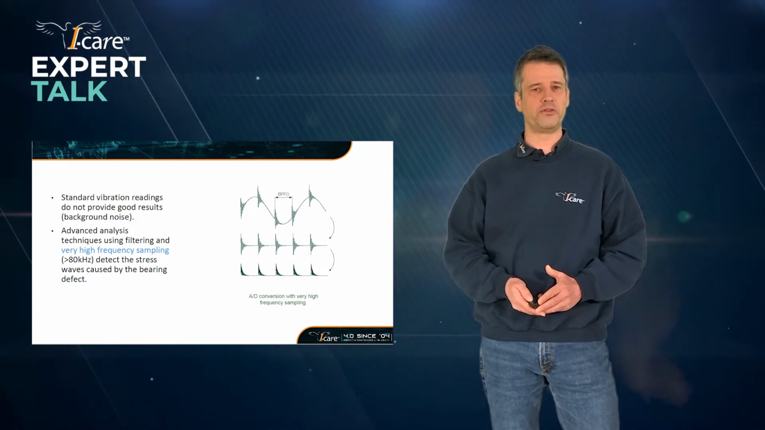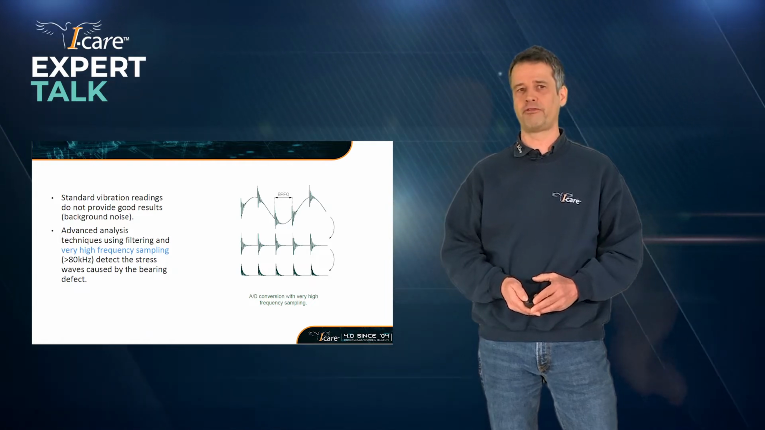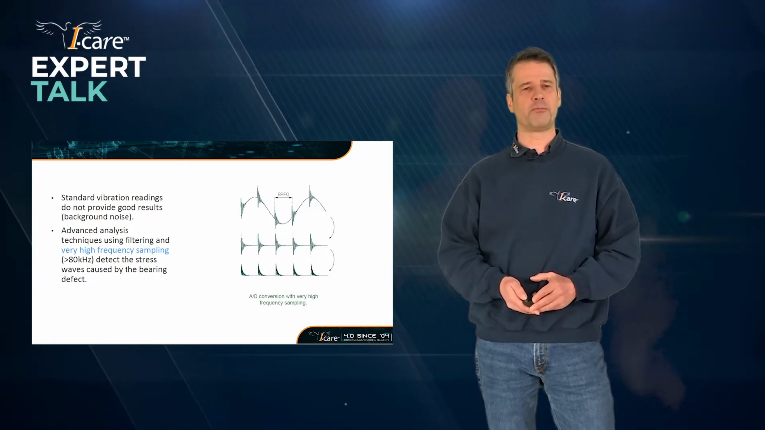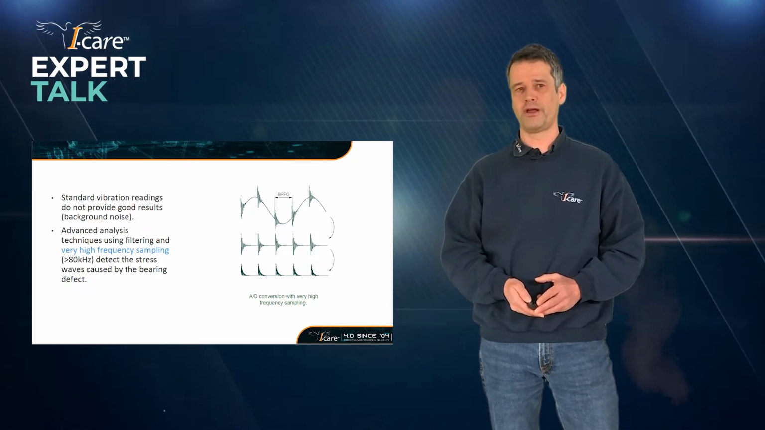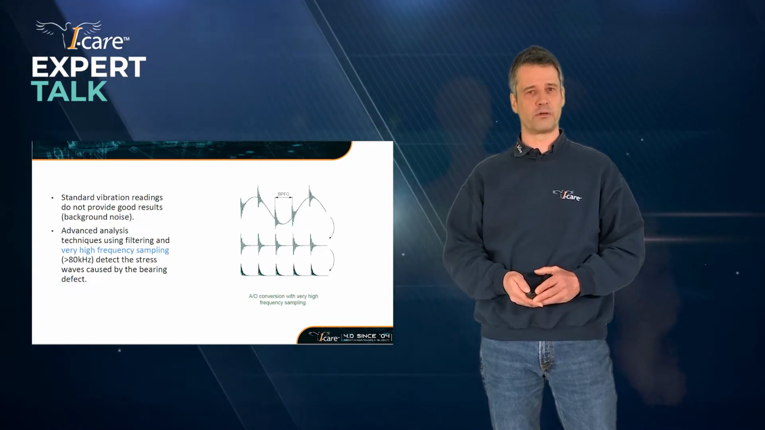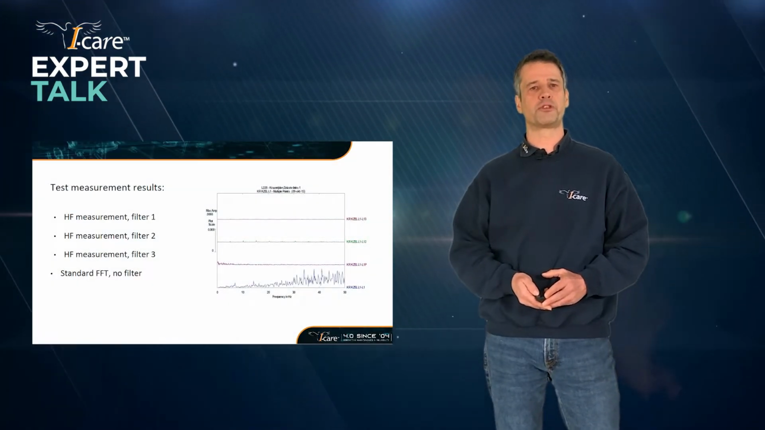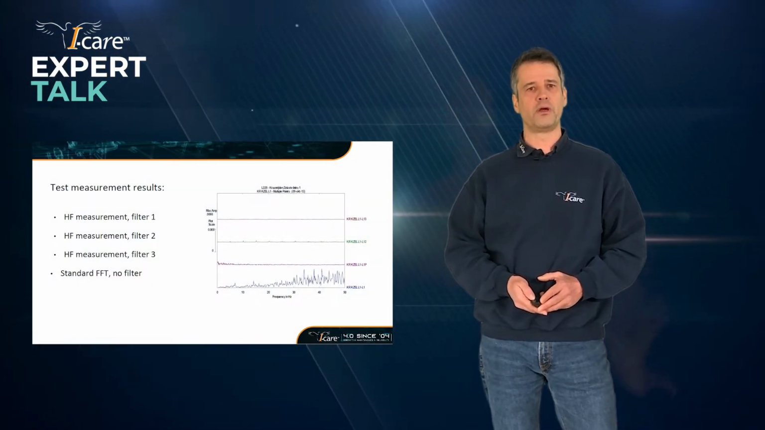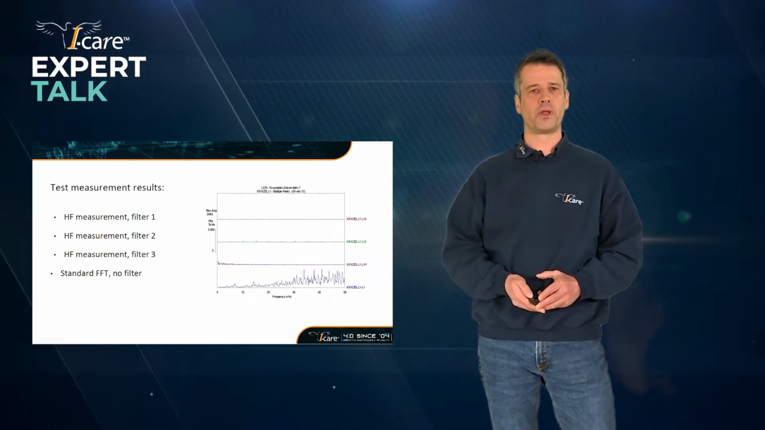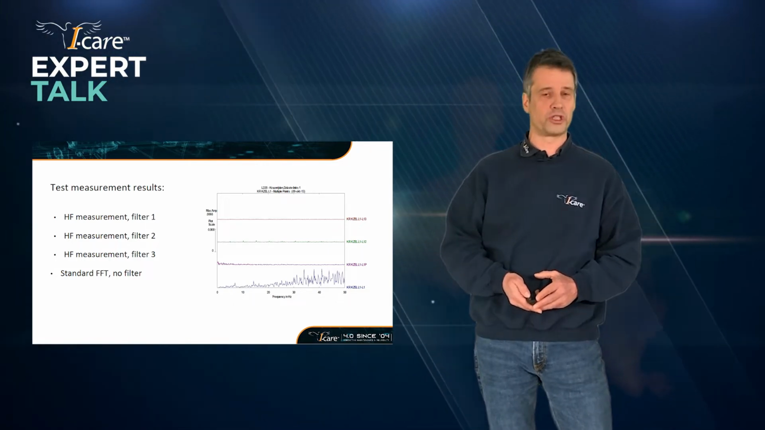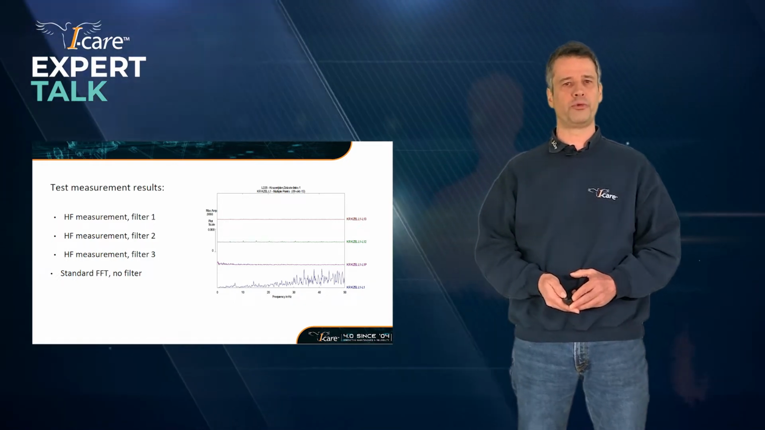For that reason, we need to use more advanced techniques based on specific types of filtering and very high frequency sampling. This high frequency sampling allows us to detect stress waves that are caused by the bearing defect and that are much higher in vibration frequency than what results from the background noise. This is an example of some of these first measurements, where we compare the standard reading on the bottom with three different high frequency sampling techniques, each time with a different filter. When we remove the measurement on the bottom, which clearly only gives us some noise that has no relation to the condition of the bearing, we end up with this picture.